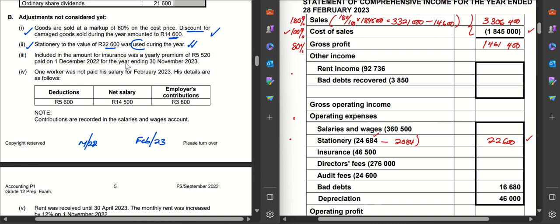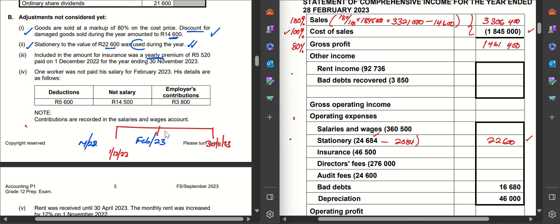And then we are told that an insurance premium that is a yearly premium, very important, a yearly premium. Yearly means for 12 months. A yearly premium was paid on the 1st of December 2022. So here on the 1st of December 2022, we paid a yearly premium. That means it will stretch up until the 30th of November, 30 November 2023.